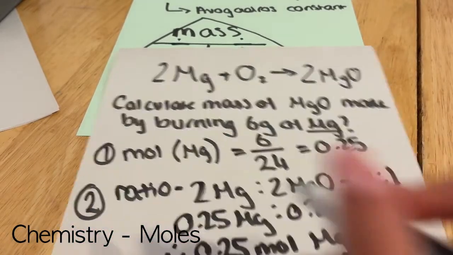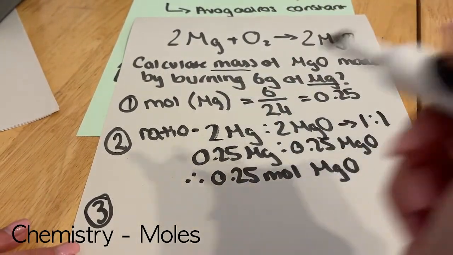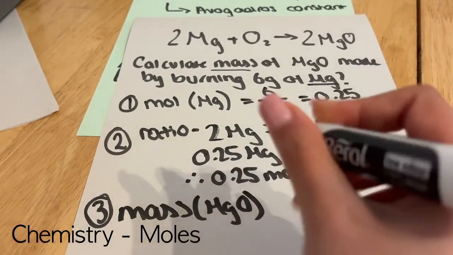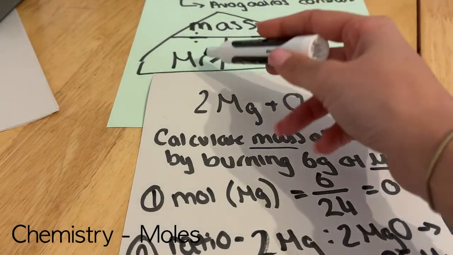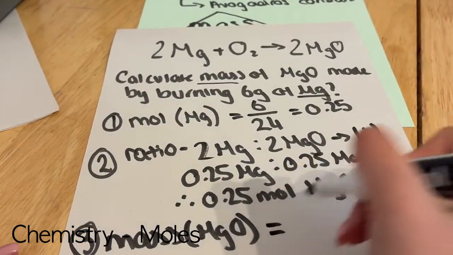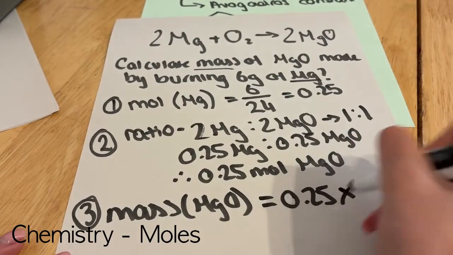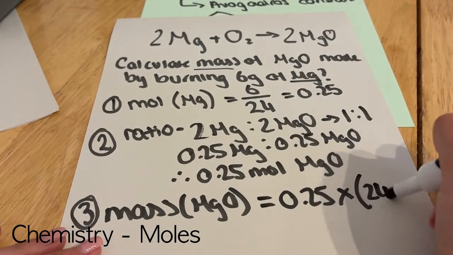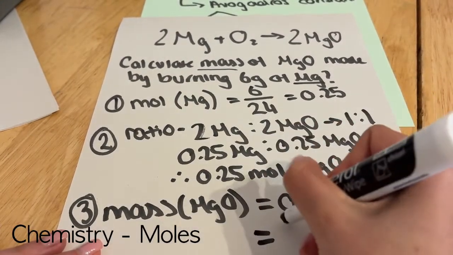The third step in the question is to work out the mass of magnesium oxide, because the question states mass. We're going to use our triangle again to see how to work out mass. Mass is equal to Mr times moles. So we know that we've got 0.25 moles of magnesium oxide, so 0.25, and the Mr of magnesium oxide would be the Mr of magnesium, which is 24, plus the Mr of oxygen, 16. And this is going to equal 10 grams.